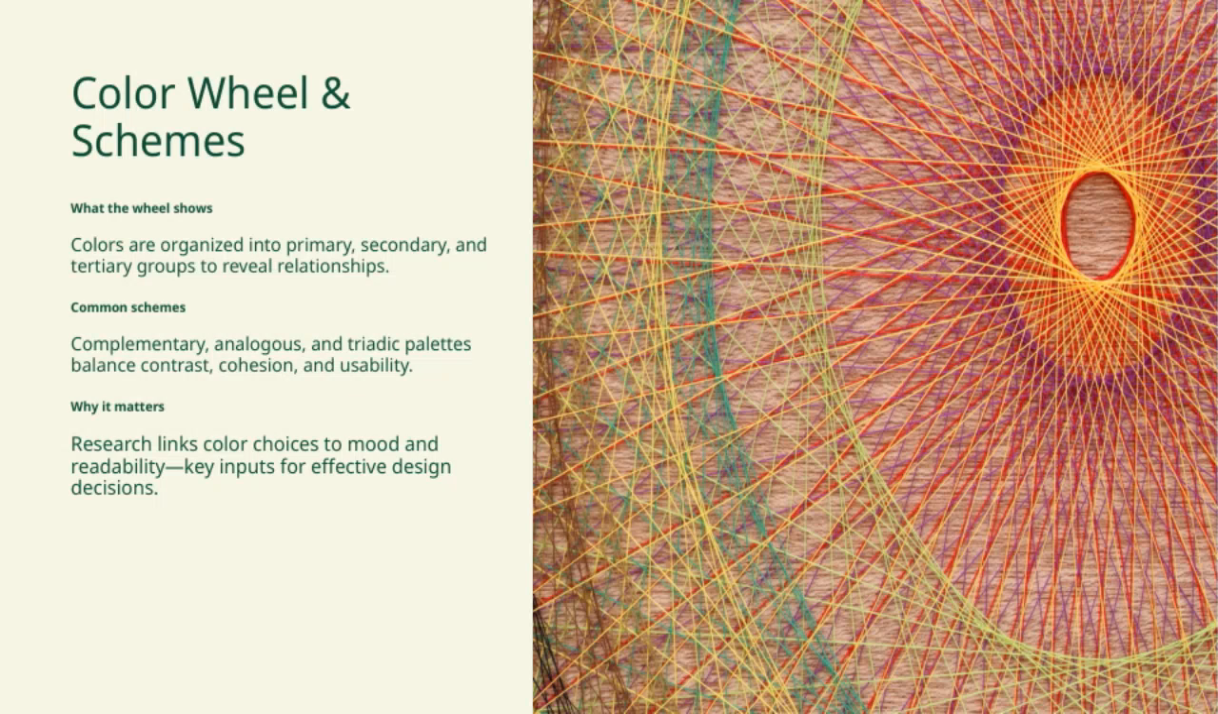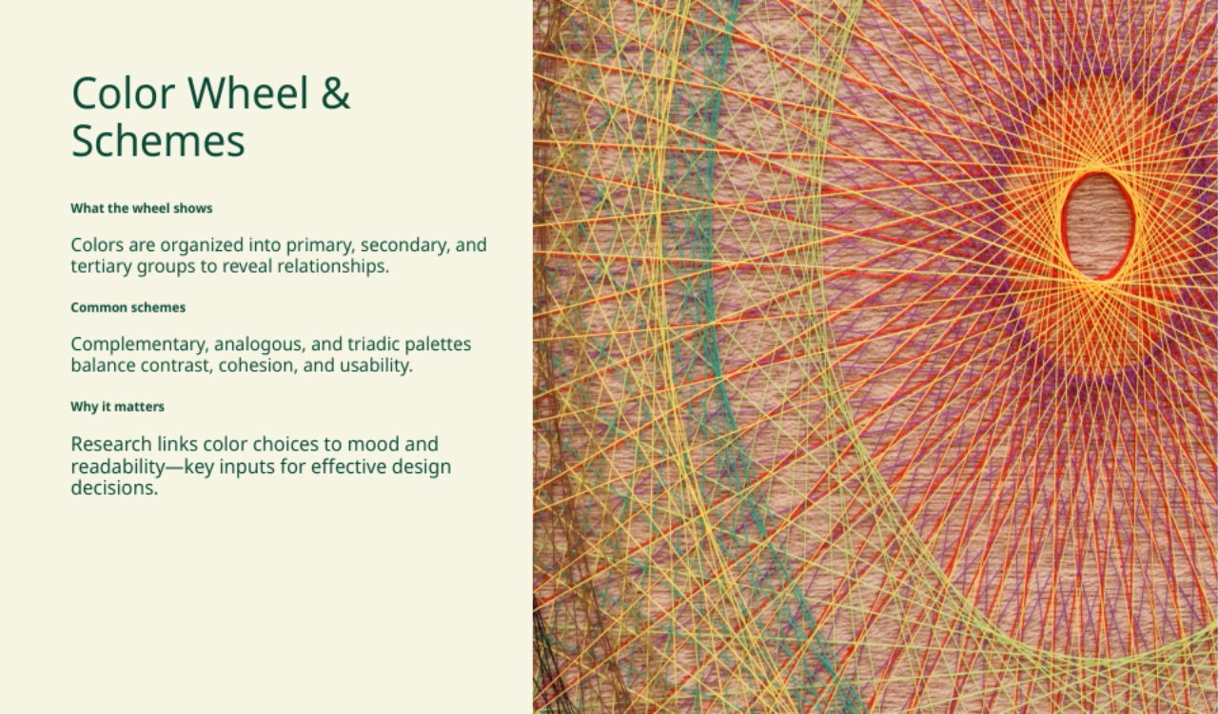Research shows that color choices are closely linked to mood and readability, which are both crucial factors in making effective design decisions. When selecting colors, it's important to consider how they will influence the viewer's feelings and how easily they can read the content. Why does this matter? Well, using complementary, analogous, and triadic color schemes helps us balance contrast, create visual cohesion, and improve usability.